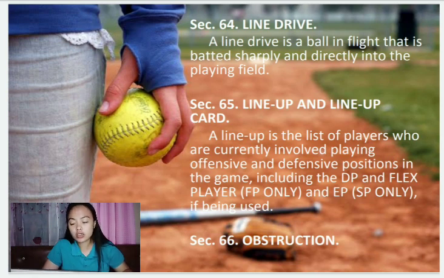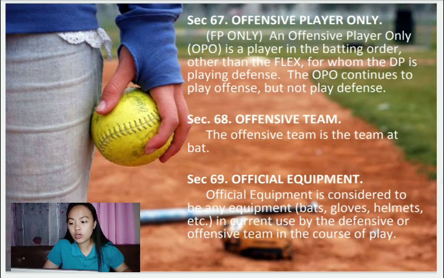Next, let's move to section 67, which is the offensive player only. Offensive player only, it is first FP only. An offensive player only is a player in the batting order other than the flex, for whom the DP is playing defense. The OPO continues to play offense but not play defense.